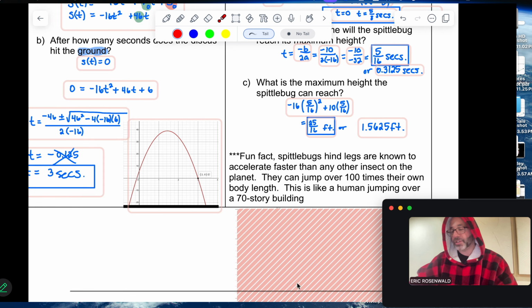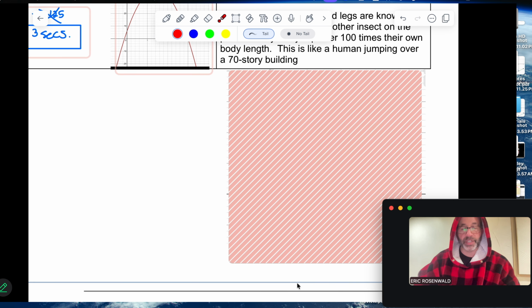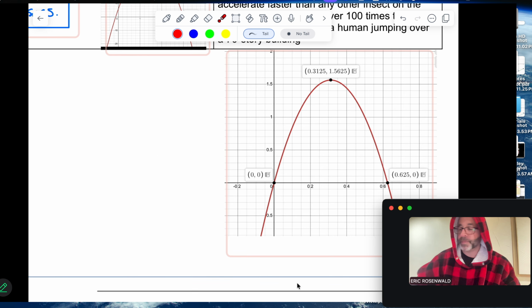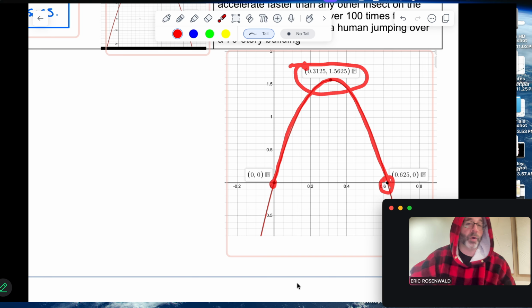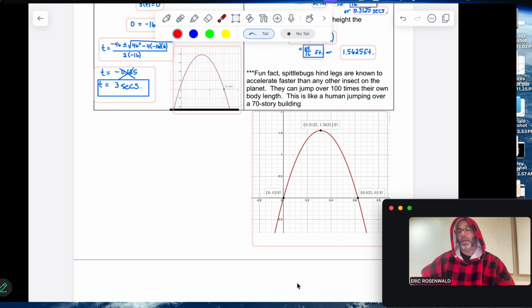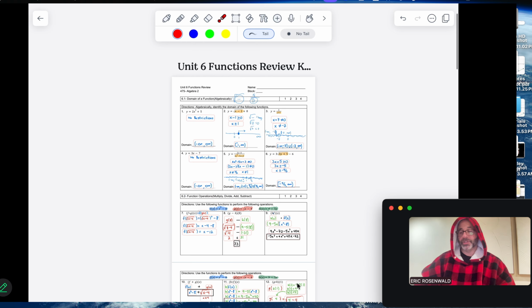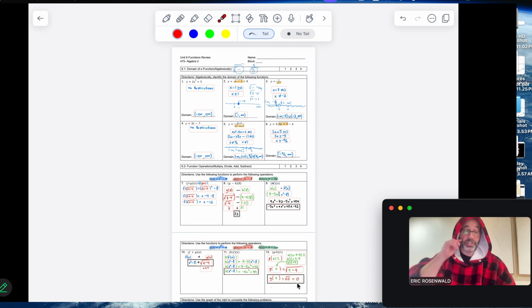If we were to look at the picture, this is what the graph looks like, and you can see all the information right in there. A spittlebug jumps, goes up in the air, comes back down. After 0.625 seconds, it hits the ground. And after 0.3125 seconds, it's at its maximum height, which is 1.5625 feet. And that's it. So your test, again, is going to be pretty similar to this. If you understand all those parts, you're in great shape.